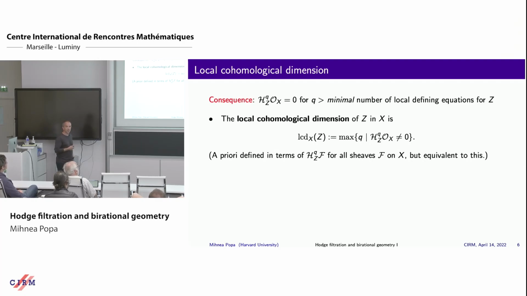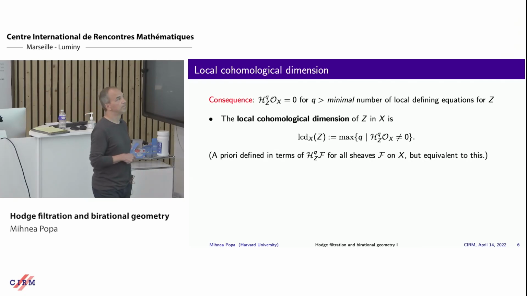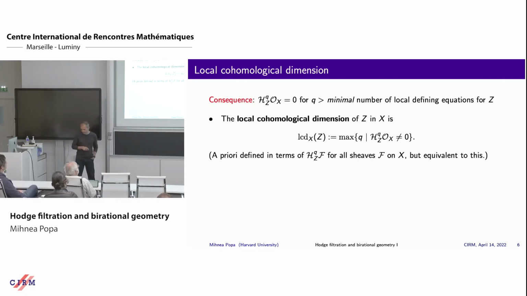But in fact, it's quite complicated to know exactly where it starts being 0. This is an important invariant called the local cohomological dimension of Z. Okay, so I define it right away. This is the maximum over q such that local cohomology is non-trivial. All right? And there's a simplification. I mean, it really can be defined in terms of O_X. So let's just take that as the definition. So you'll see, this will appear quite a lot in the talk.